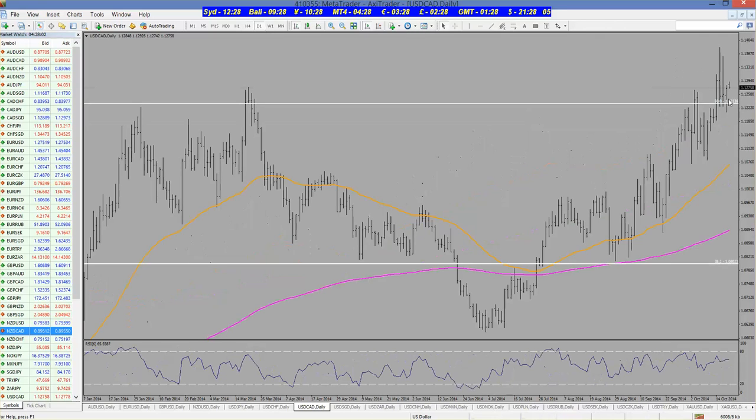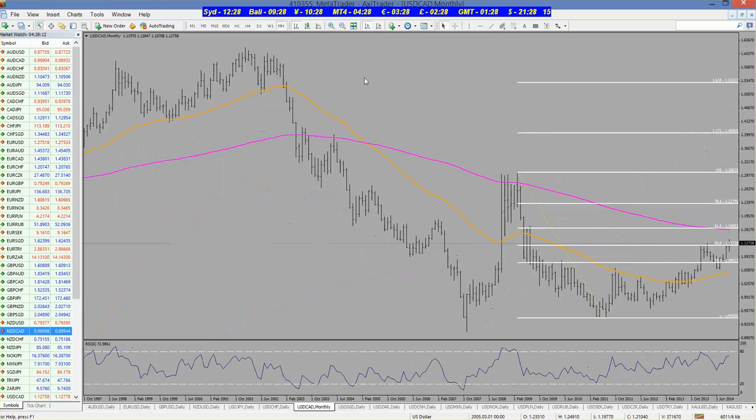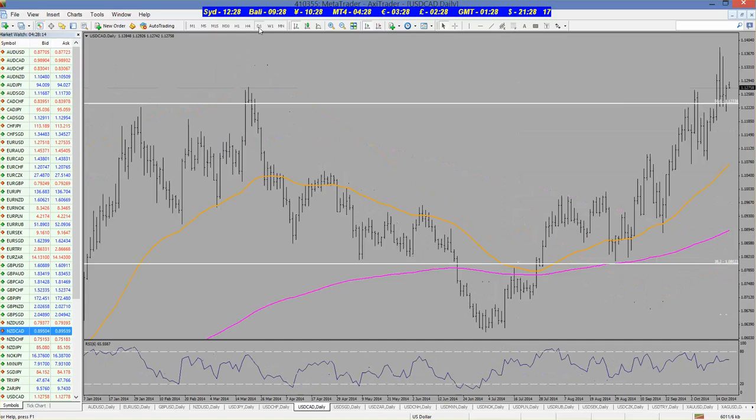Big support level here. Was resistance across here, and that's off that fib from there. So yeah, sit on the sidelines on that one.